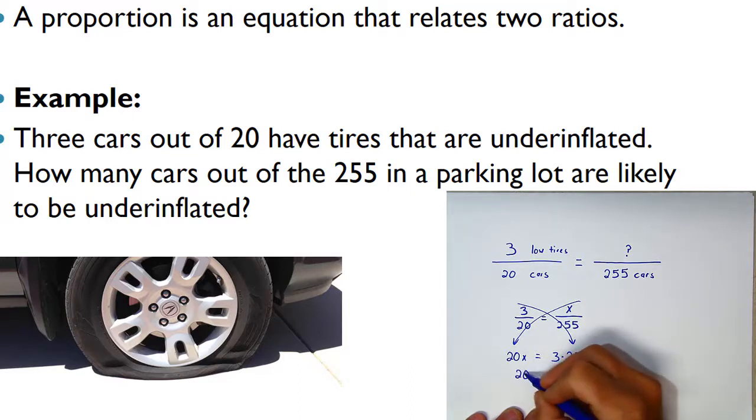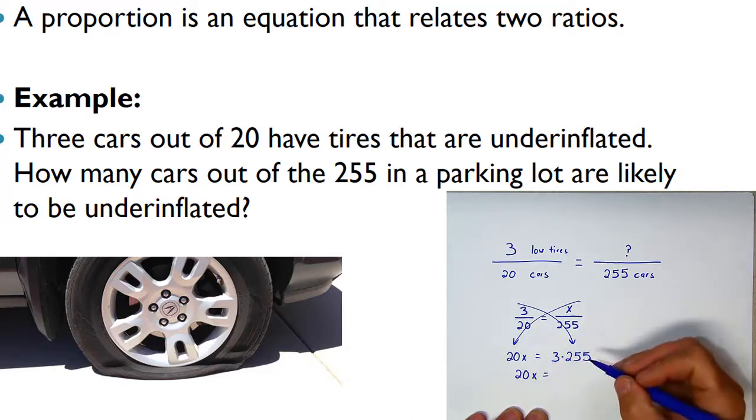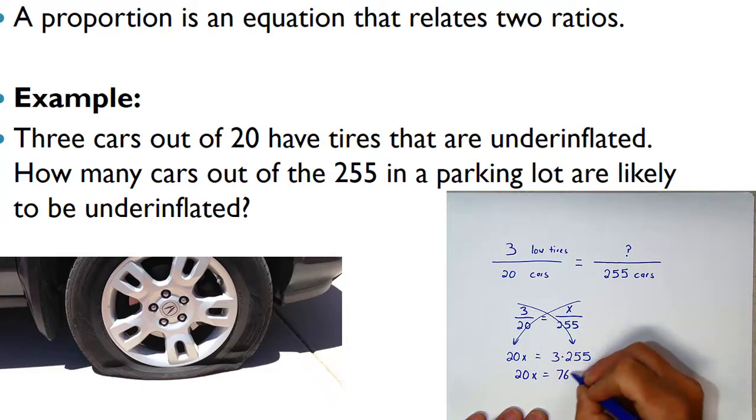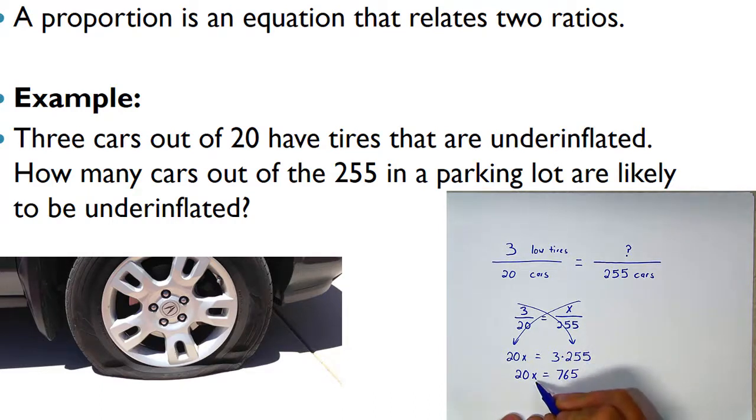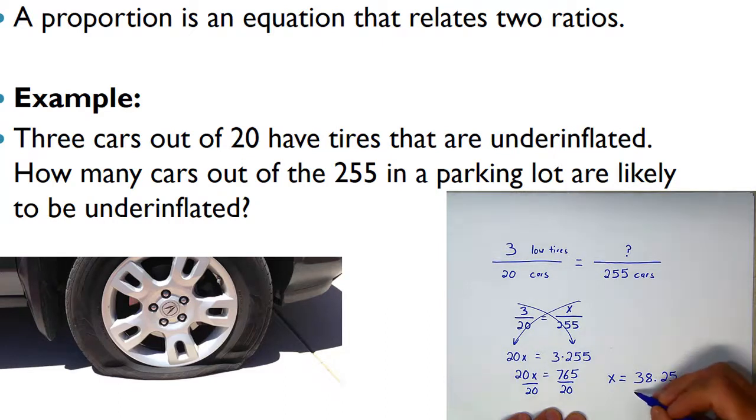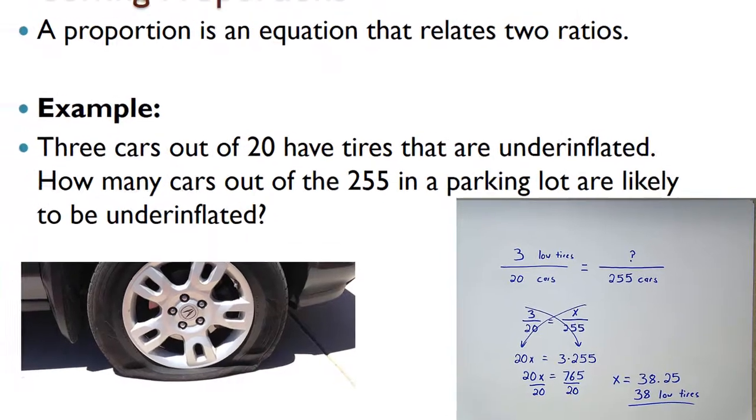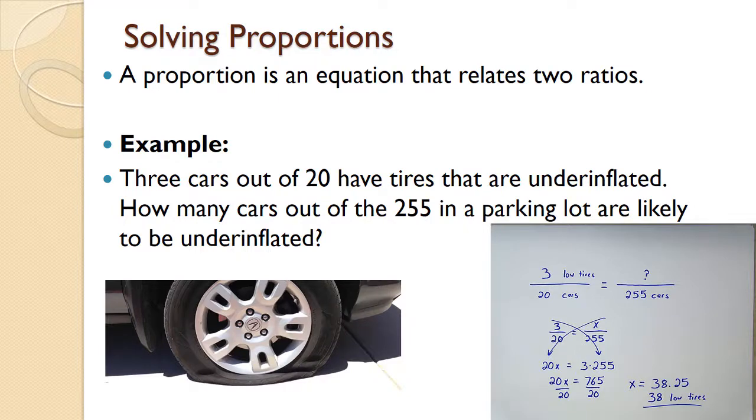Or if we carry out that multiplication, we get 20x is equal to 765. And then to solve for our unknown x, we'd simply divide both sides by 20. And when we do that, x turns out to be 38.25, but it's unlikely to have a quarter of a low tire, and so we would probably say that there are 38 vehicles with low tires in the lot. Now, we did that because we're going to use proportions to solve percent problems. Let's see how to do that.